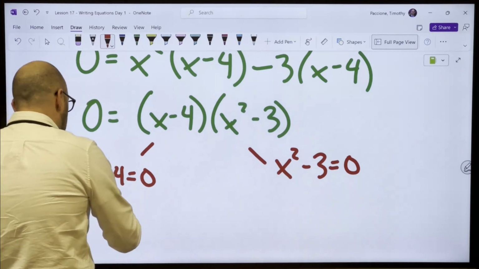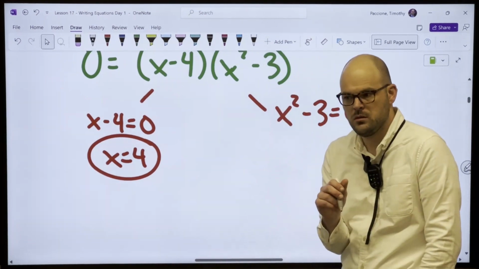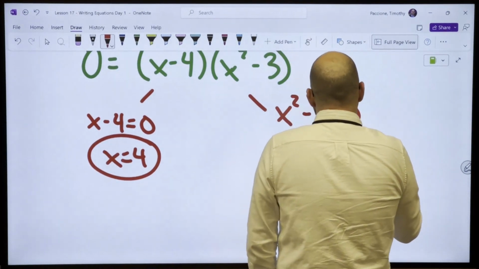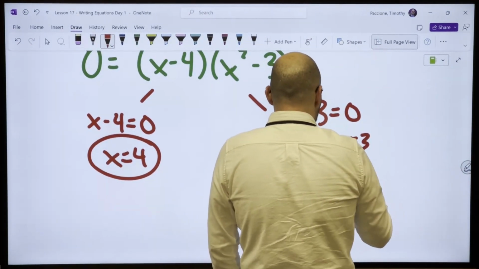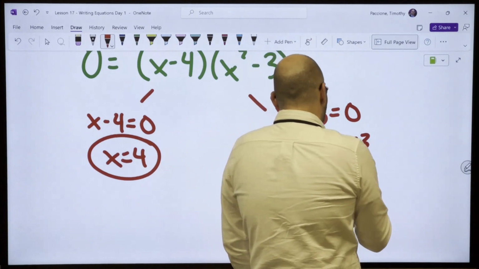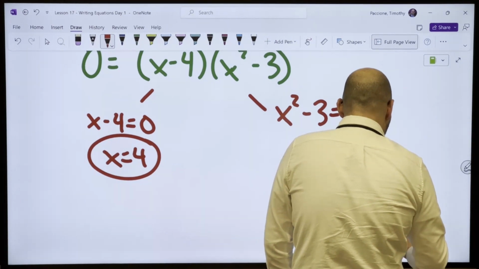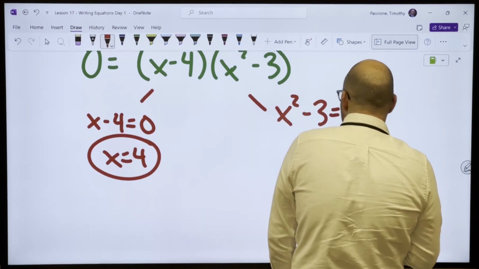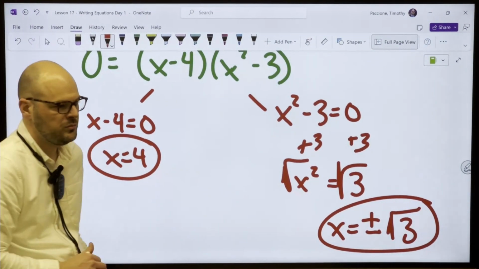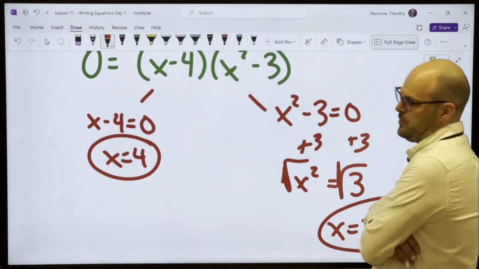Add 4 to both sides, I get x equals 4. Here, what would I do? Close. Add 3. I'd get x squared equals 3, and I would take the square root, and I'd get x equals what? Plus or minus the square root of 3. And why? Why isn't it just the square root of 3? Why is it plus or minus the square root of 3?